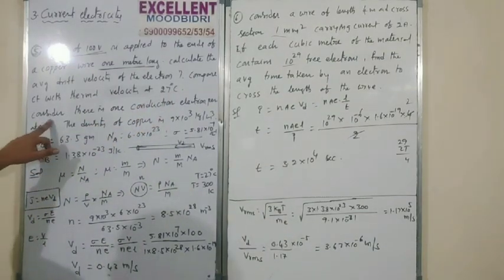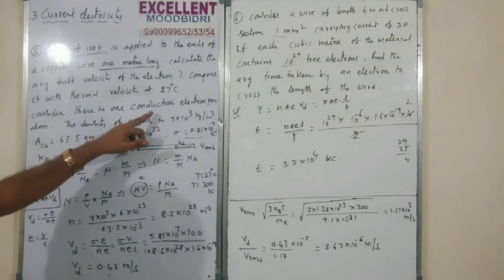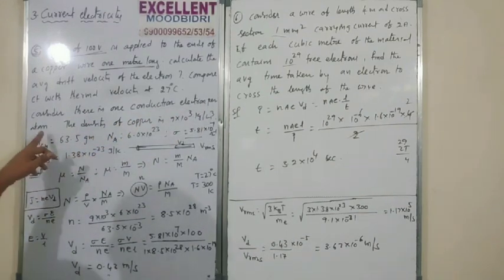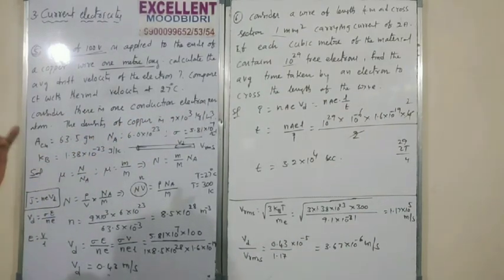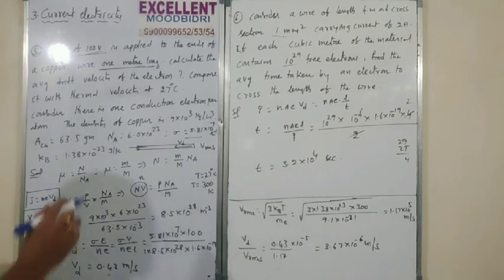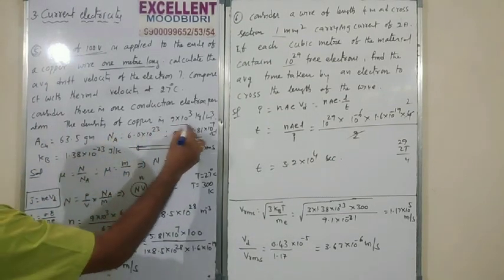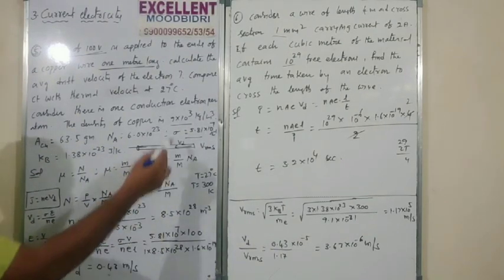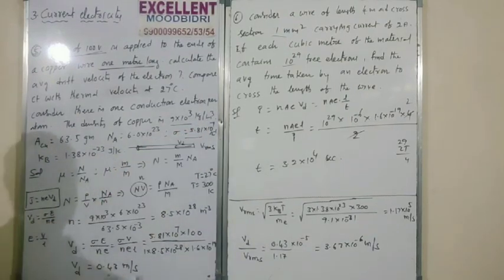Right. Consider there is one conduction electron per atom. Then the density of the copper wire is how much? It is given as 9 into 10 power 3 kg per meter cube.